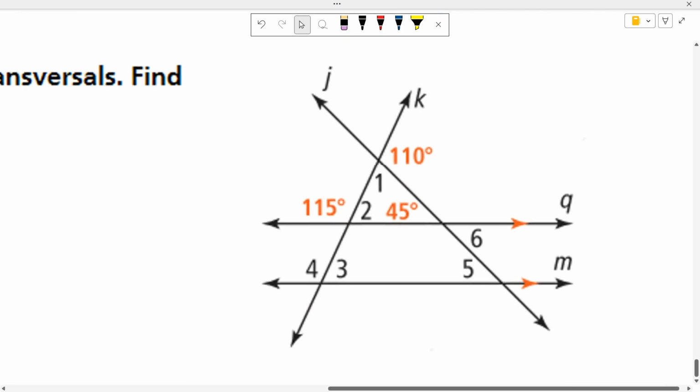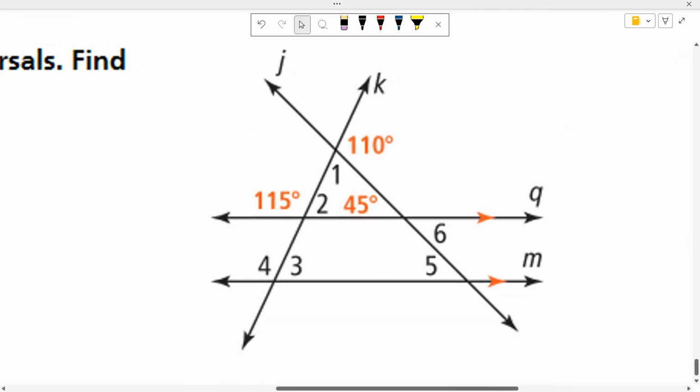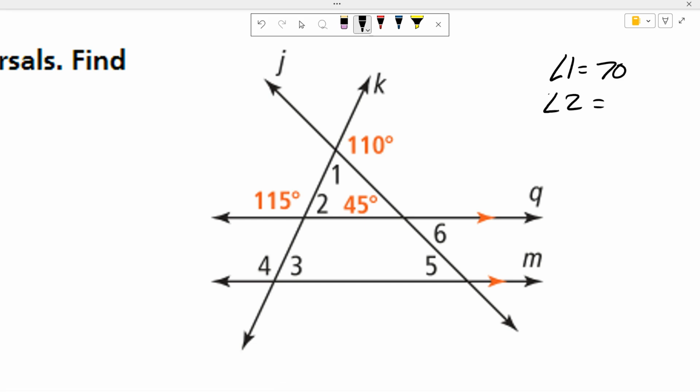All right, last one. Let's figure out what all these angles are. All right, what's angle 1? We got a 70 out of Tristan. Does everybody think Tristan's right? Yep, because they are a linear pair. Linear pairs are supplementary. What's angle 2? 65. Because a linear pair adds up to 180. So that's 65. So since 2 is 65, what's angle 3?